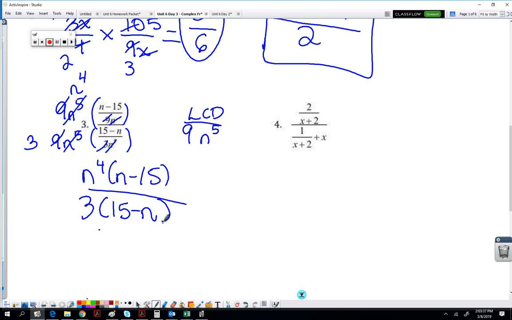Now, if you remember from the very first day, see how I have n minus 15 and 15 minus n? These two things will be negative 1, because you can factor out a negative 1 on the bottom, and it's going to give you the same thing on top. It cancels, so that's how you're left with negative 1. So your final answer is negative n to the 4th all over 3.